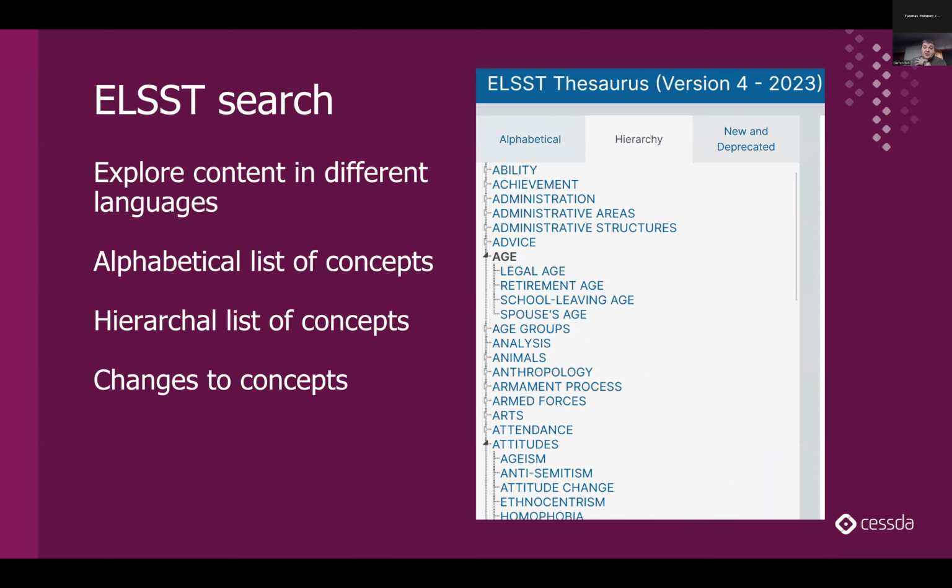The hierarchical version is really important for us. ELST has quite a deep hierarchy. I think it goes down to either 12 or 13 levels. So that really clean interface for the browser is really good and important for us.